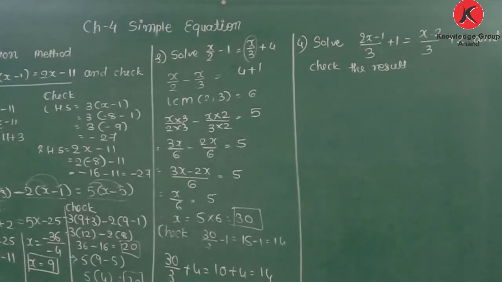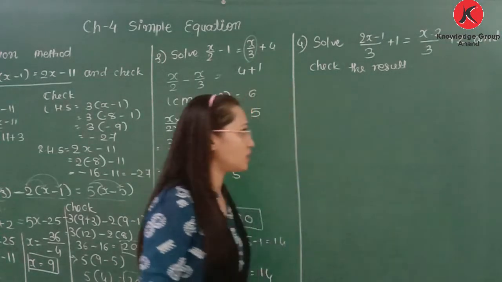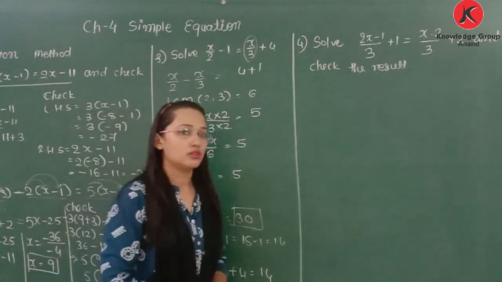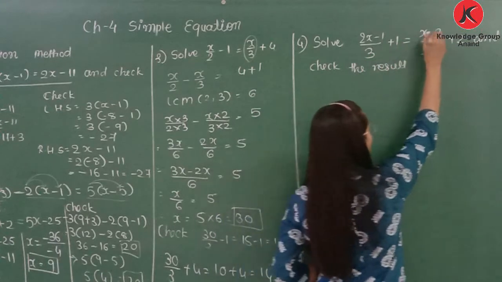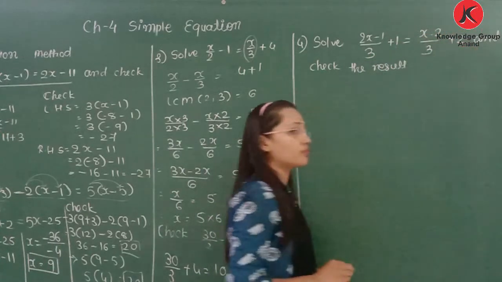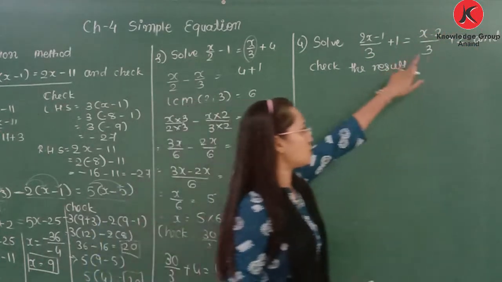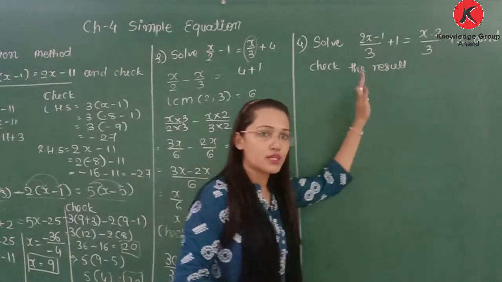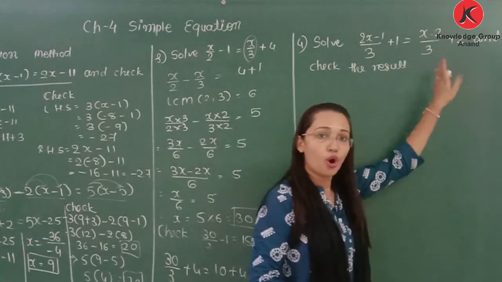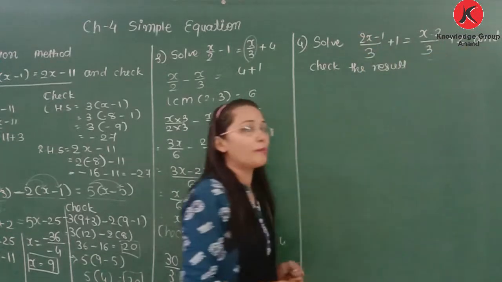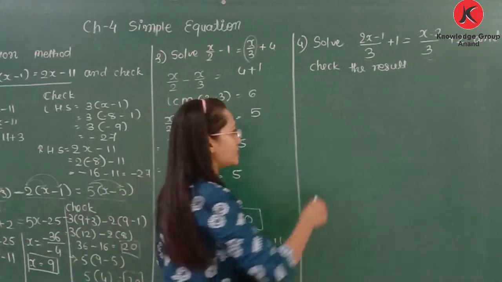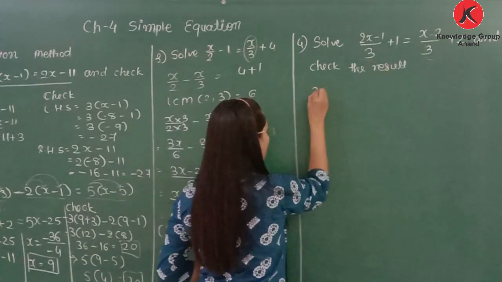Now let's take the next example, 4. Solve 2x minus 1 divided by 3 plus 1 is equal to x minus 2 divided by 3 plus 2, and check the result. Again you can take the term with the variable on one side and constant on the other side, or you can take the LCM of these two and LCM of these two. Both methods are correct. Okay, so let's take the term with the variable on one side.